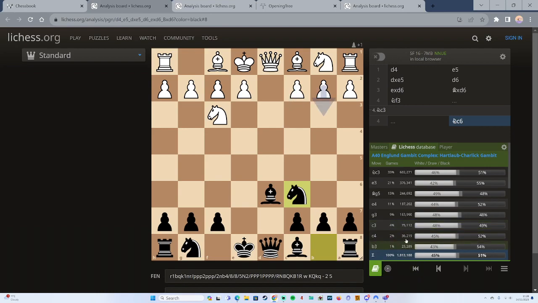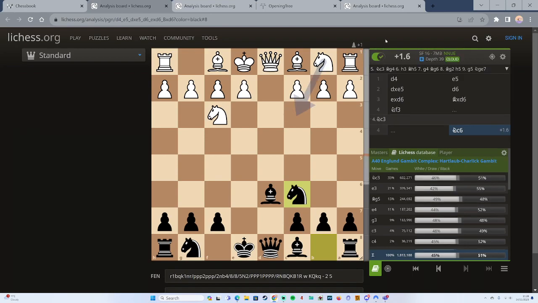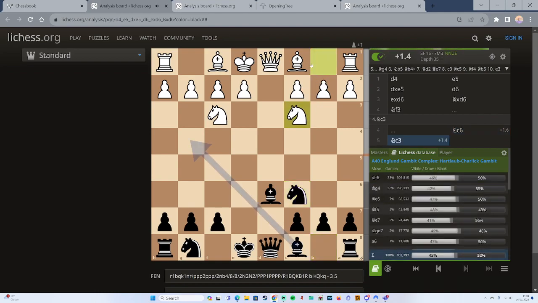And probably the sidelines I'm going to have to ignore. And if people play that, we'll have to make it up as we go along. I can't make the repertoire so detailed that I can't memorize it. Let's have a look, see what the engine wants to do here. Knight to c3, and it's the most common. So let's have a look at that.